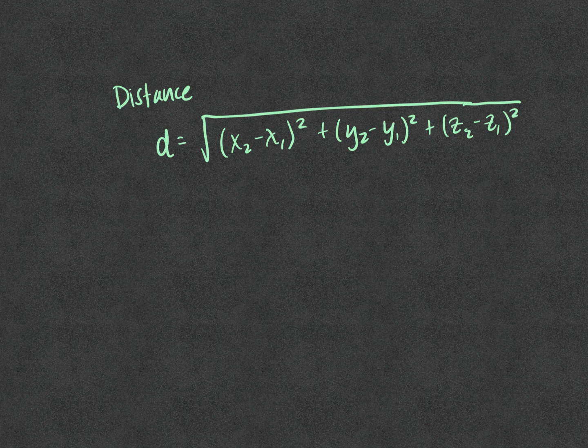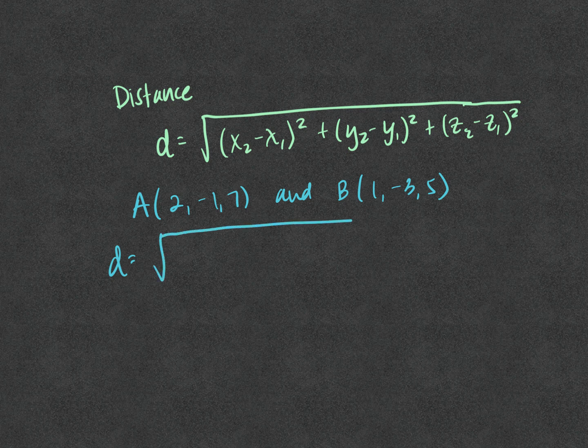So let's use A and B. When we pick point A to be (2, -1, 7) and point B to be (1, -3, 5), you can find the distance between them by using the new distance formula that we just did. So we're going to take x2 to be 1 minus x1, 2, quantity squared. By the way, pause this. You can do this without me showing it to you, and then check with me afterwards. Pause. Keep going.